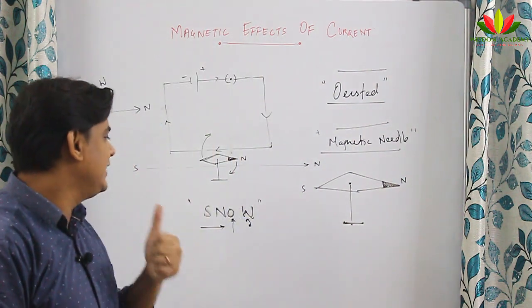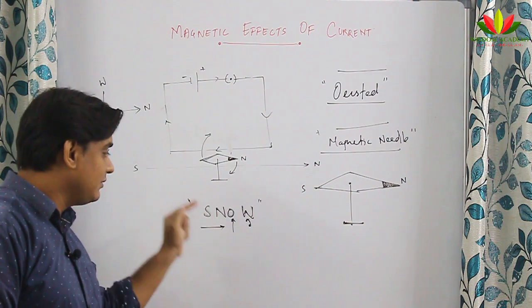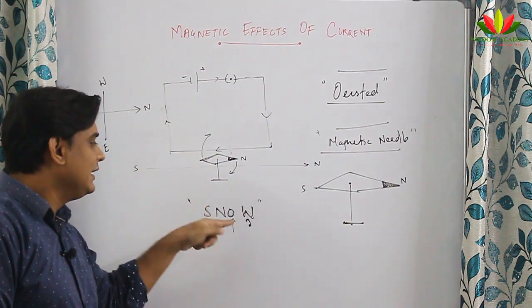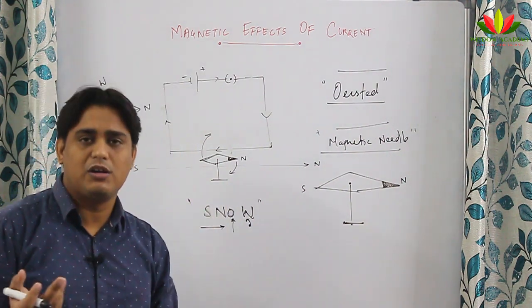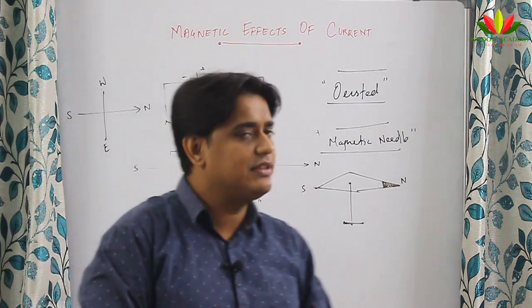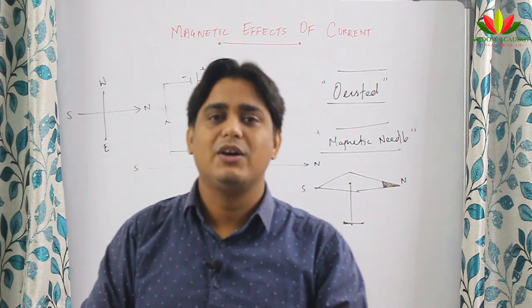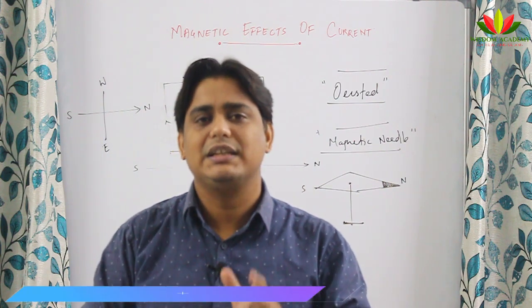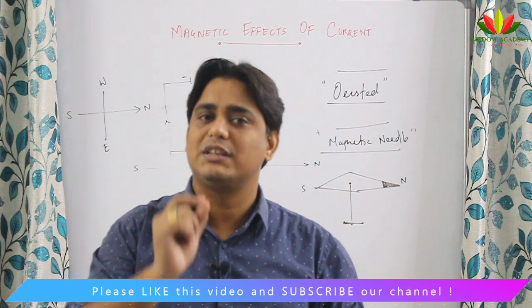So obviously, when the current flows from north to south and the needle is over that wire, then the needle will deflect towards the east direction. So if you know this, you know all the other things also. So I wanted to give this as homework. So this is the introduction to this chapter, where you came to know that Ørsted was the one who first literally did the experiment and proved that current can produce a magnetic field.